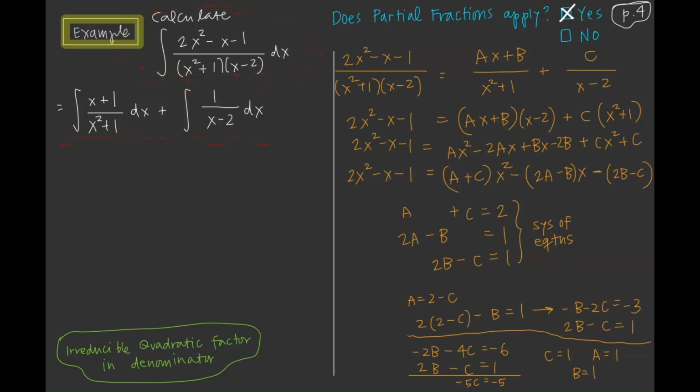And it will be. This one is a piece of cake like we've seen before. It'll end up being a natural log of x minus 2.